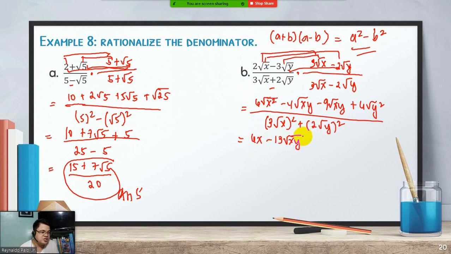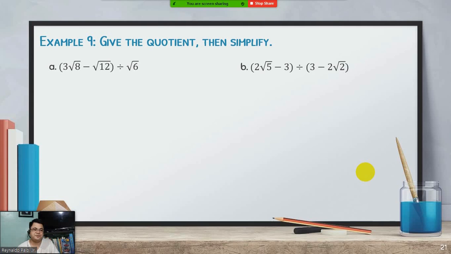Then 6 square root of y squared is simply 6y. Over, square root of 9 is 3, square root of x is x, then square root of 2 is 2, square root of y is y. Then we cannot combine any other terms in this example, so this will serve as your final answer. That's how you're going to rationalize a radical denominator.